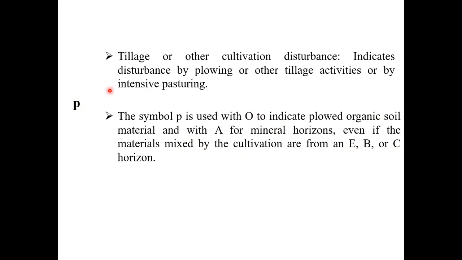So P means, in short, you should remember tillage. It is formed by tillage or other cultivation disturbance. Due to this particular tillage cultivation disturbance, this P was formed. So the plow layer generally is called P. This is regarding the P horizon.